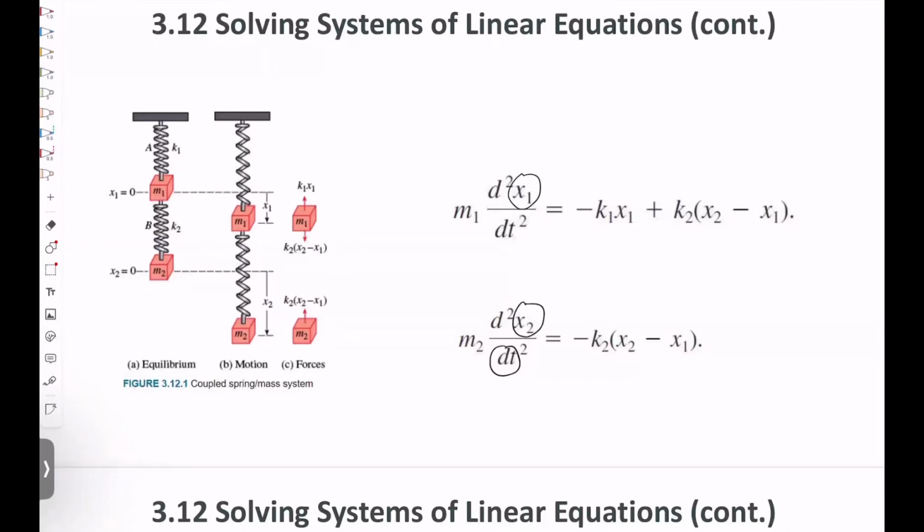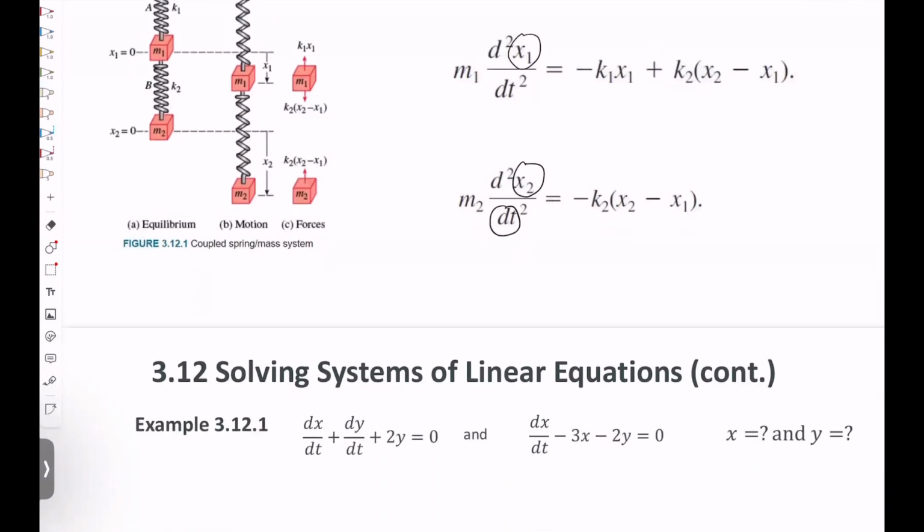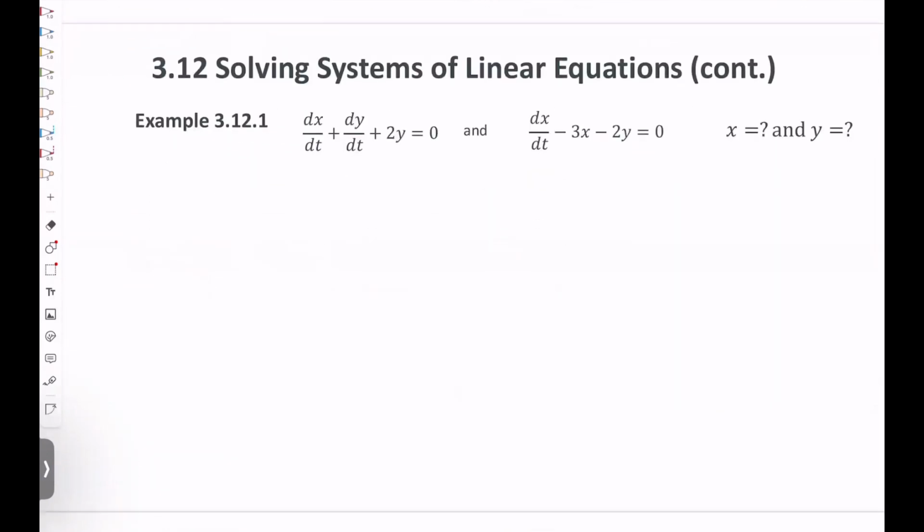So section 3.12, we are going to work on the systems of linear equations. We're going to deal with two equations and find the solution for x and y. Let's start with example 3.12.1.